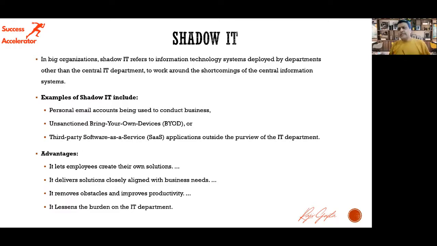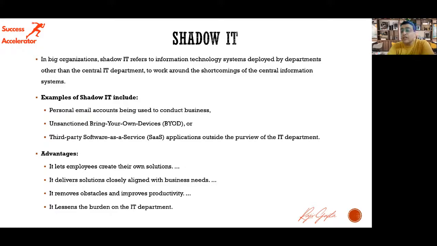And these days, guys, you may have seen many of the applications are web based, so you don't need to install any software as well. So this is called shadow IT. Let me read the definition. In big organizations, shadow IT refers to IT systems deployed by departments other than the central IT department to work around shortcomings. Okay, there is some problem, the main ERP is not working, and the IT department is super busy solving other problems. So my problem is not big for them, and hence I will solve it on my own. When I solve it on my own, that's when it creates shadow IT.